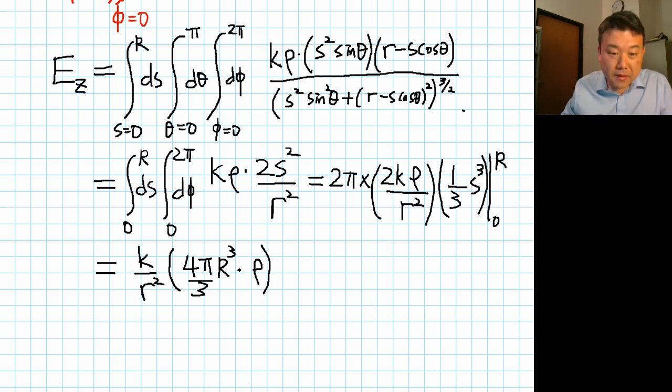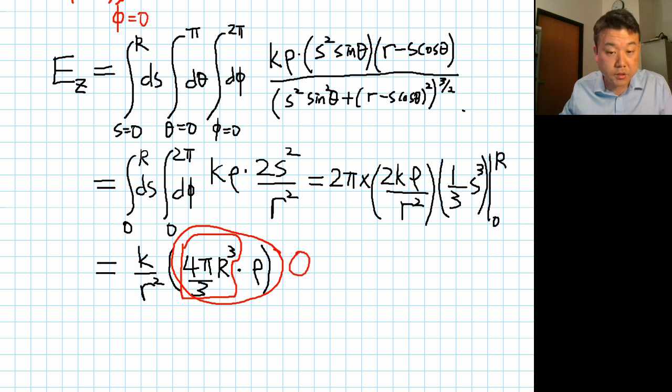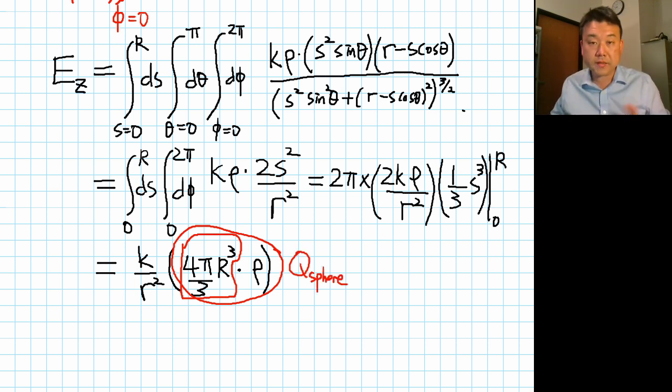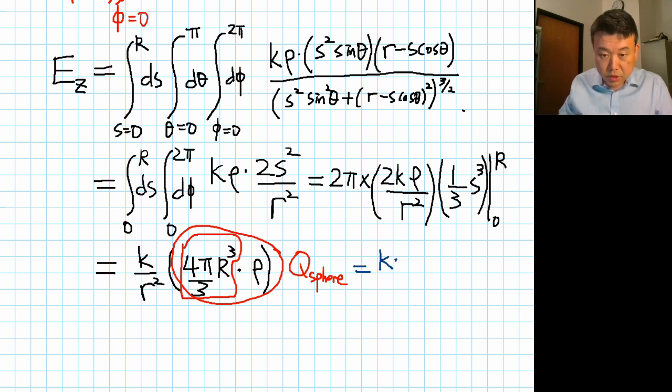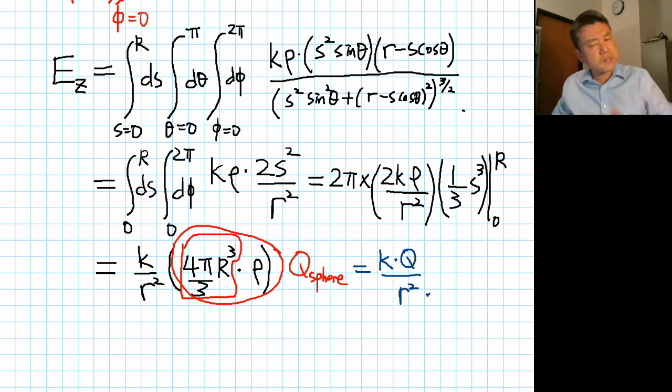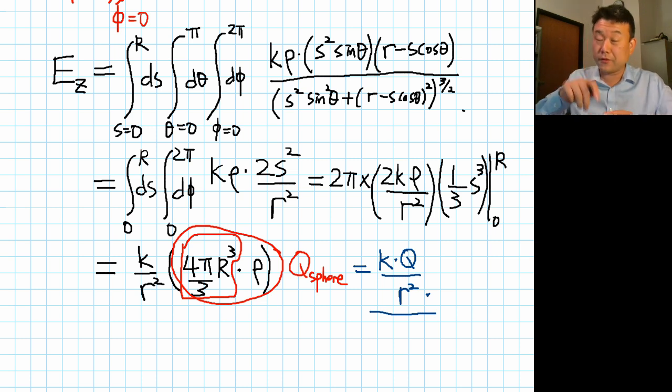Yeah. So this is just the total volume of the sphere, which means volume times the charge density. All this is the charge of the sphere. So you get this result. The electric field due to the uniformly charged sphere at some point a distance r from the origin is equal to K times the charge of the sphere divided by r squared.